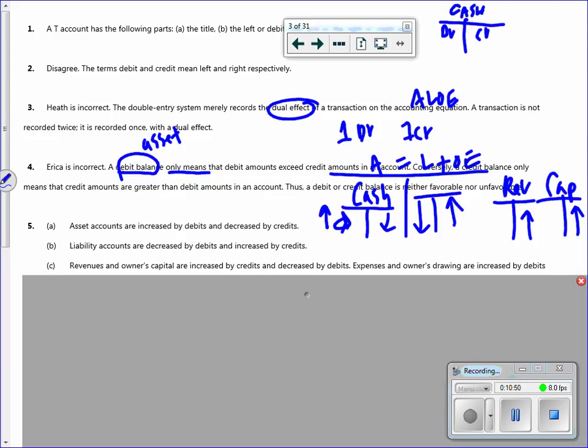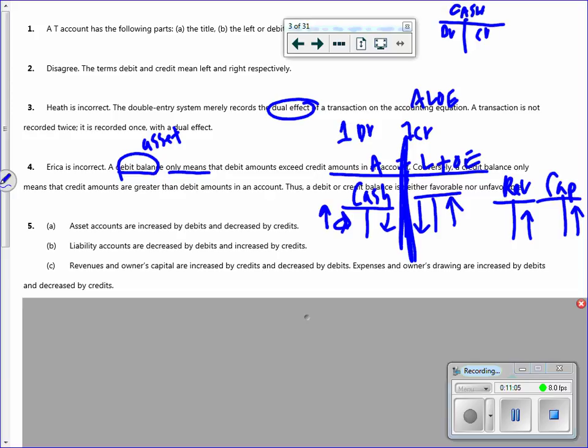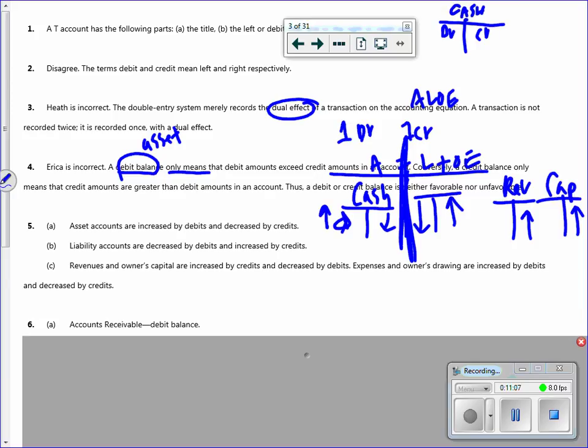6, what's the normal balance side of the following accounts? So normal balance side is all based on, is it on the left side or is it on the right side? Is it on the debit side or the credit side of the big T? And that's what normal balance is. AR, I'd like you to write which type of account they are or the category. AR is an asset, which is a debit balance account. So it's on the left side of the big T. Left means debit.